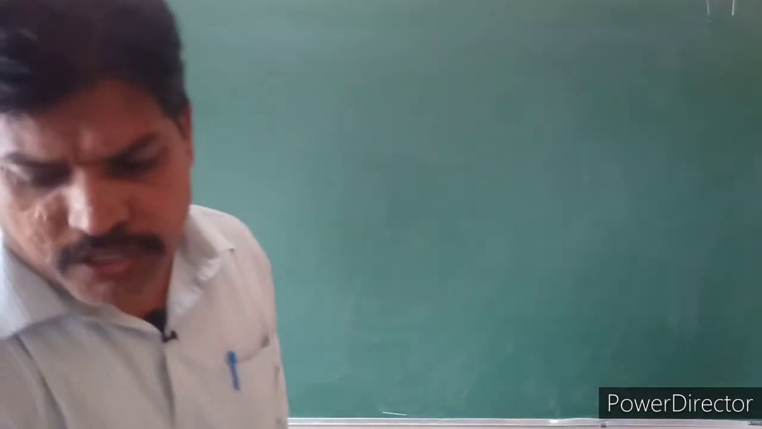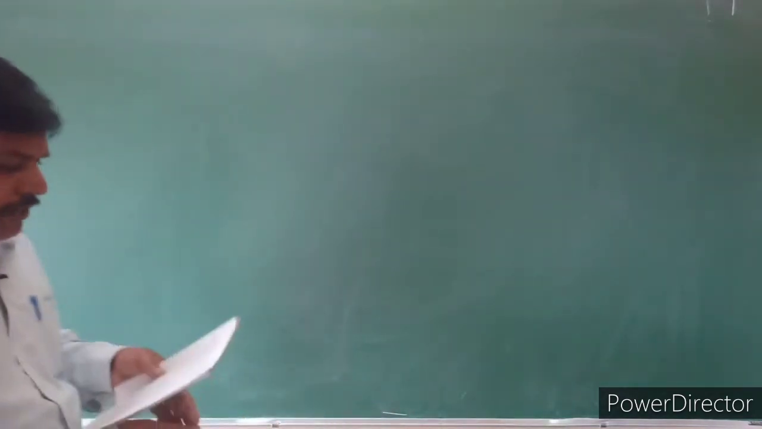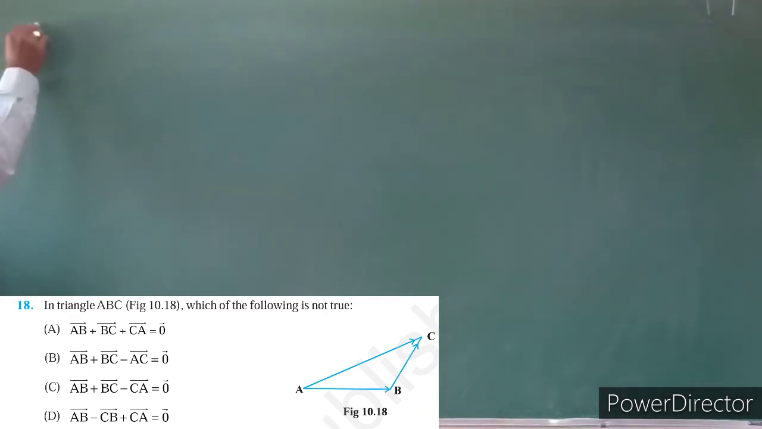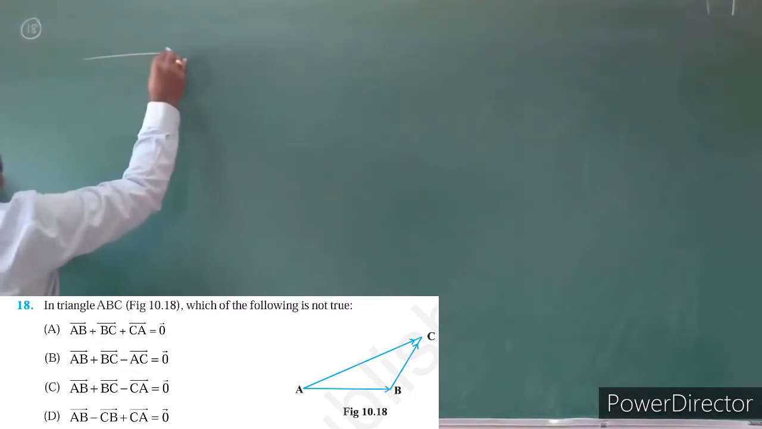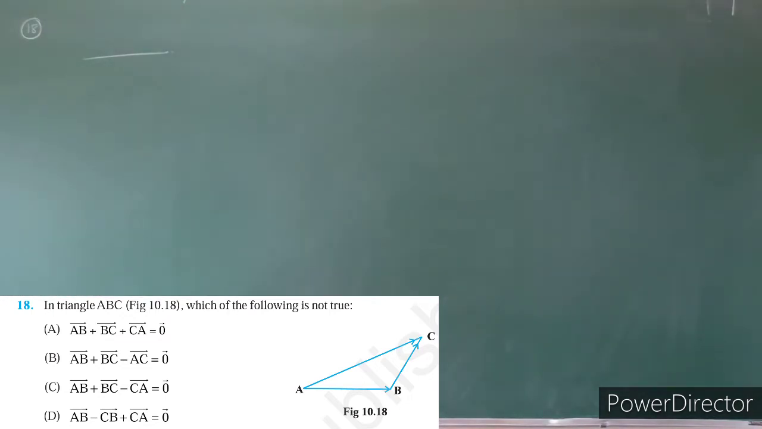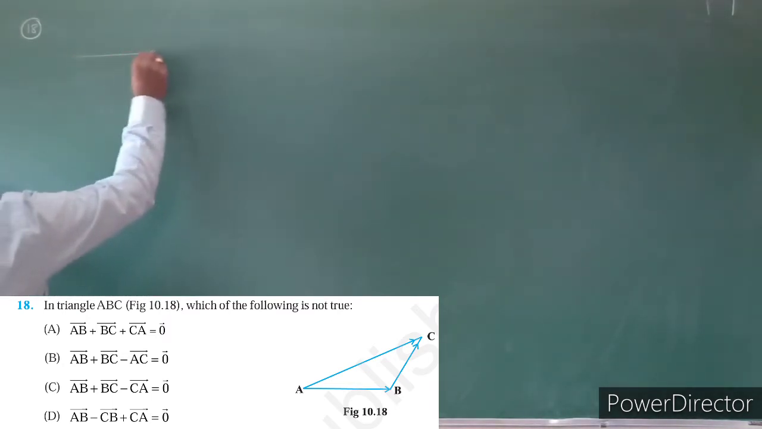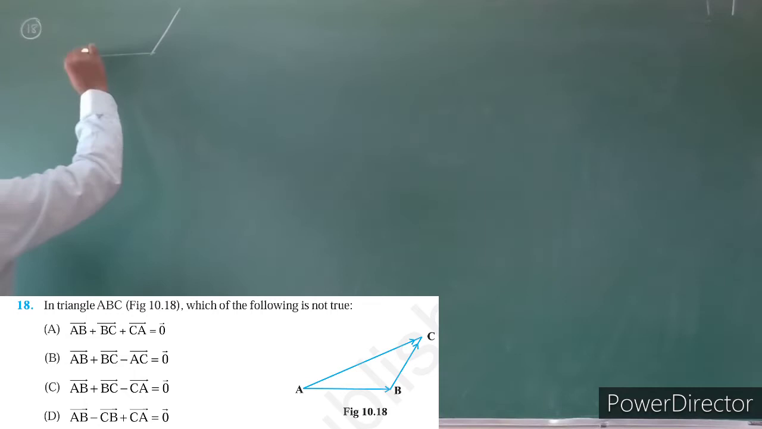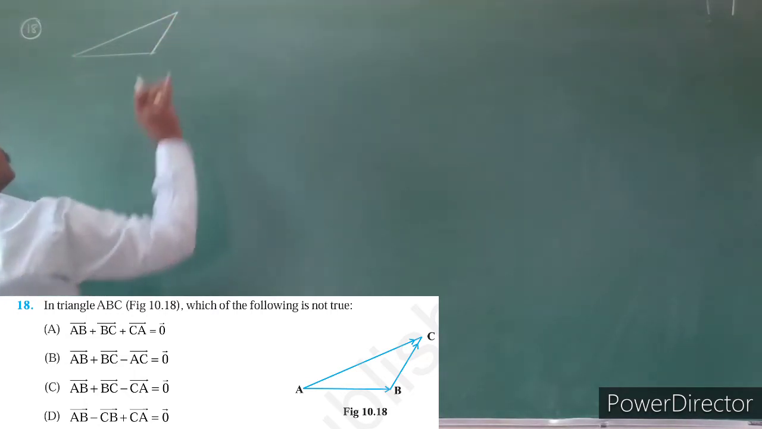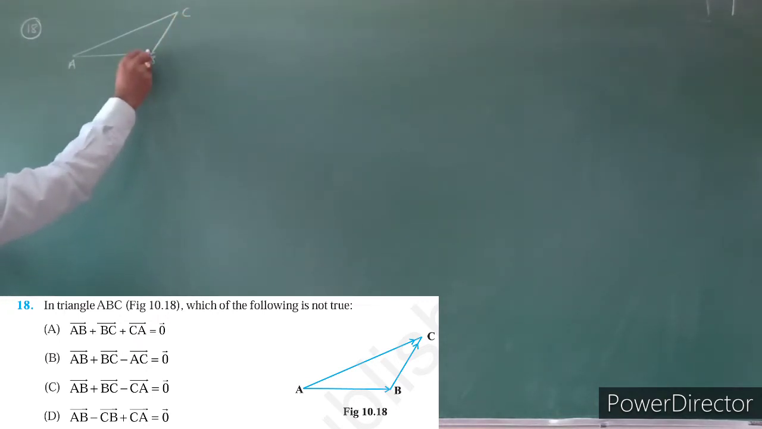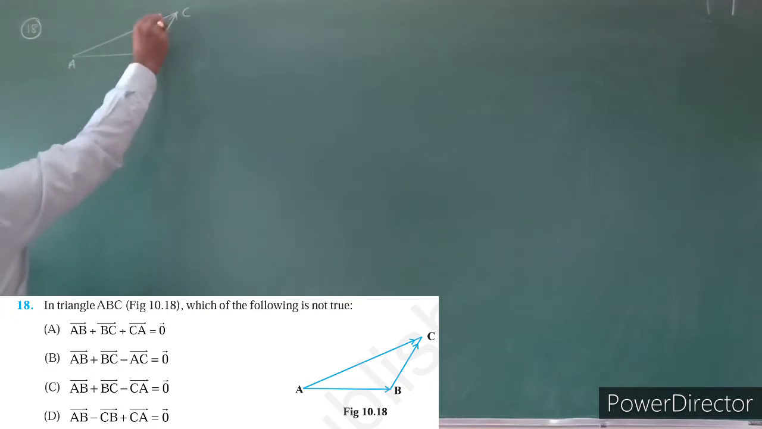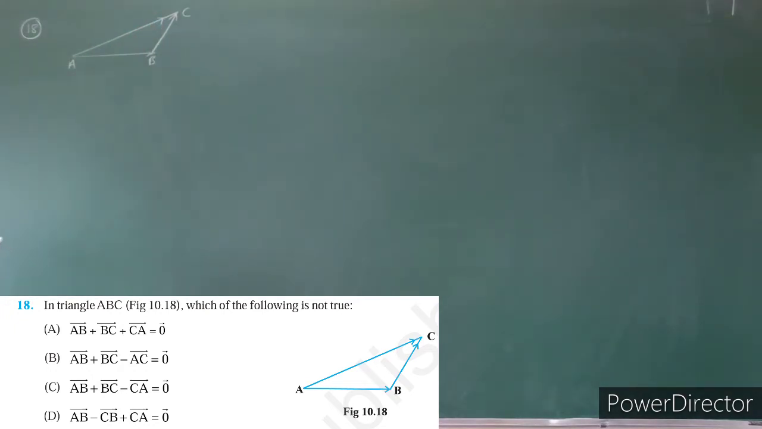See the next question, question number 18. So what is question number 18? They are given one triangle. In the triangle ABC, one triangle is given, that is A, B, C. They are asking some questions.